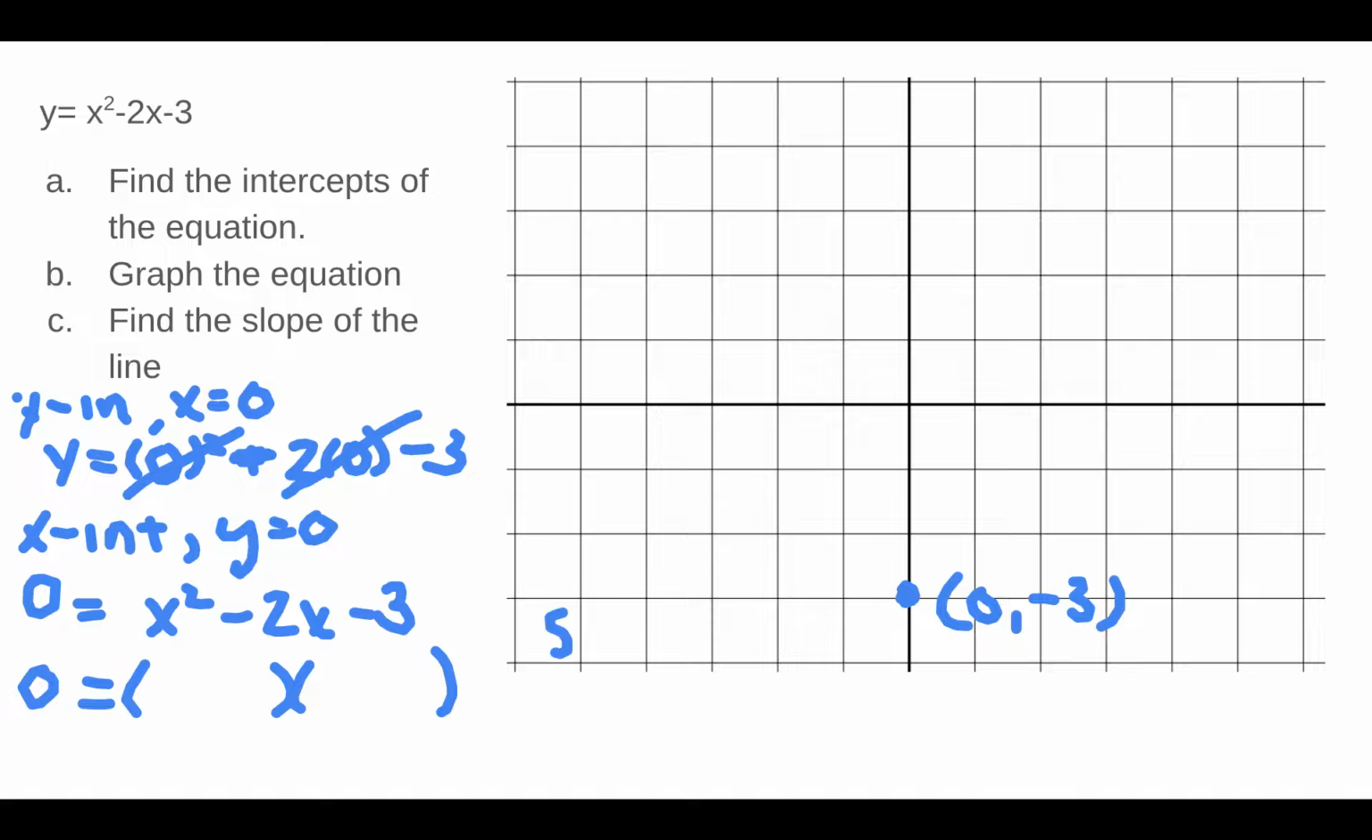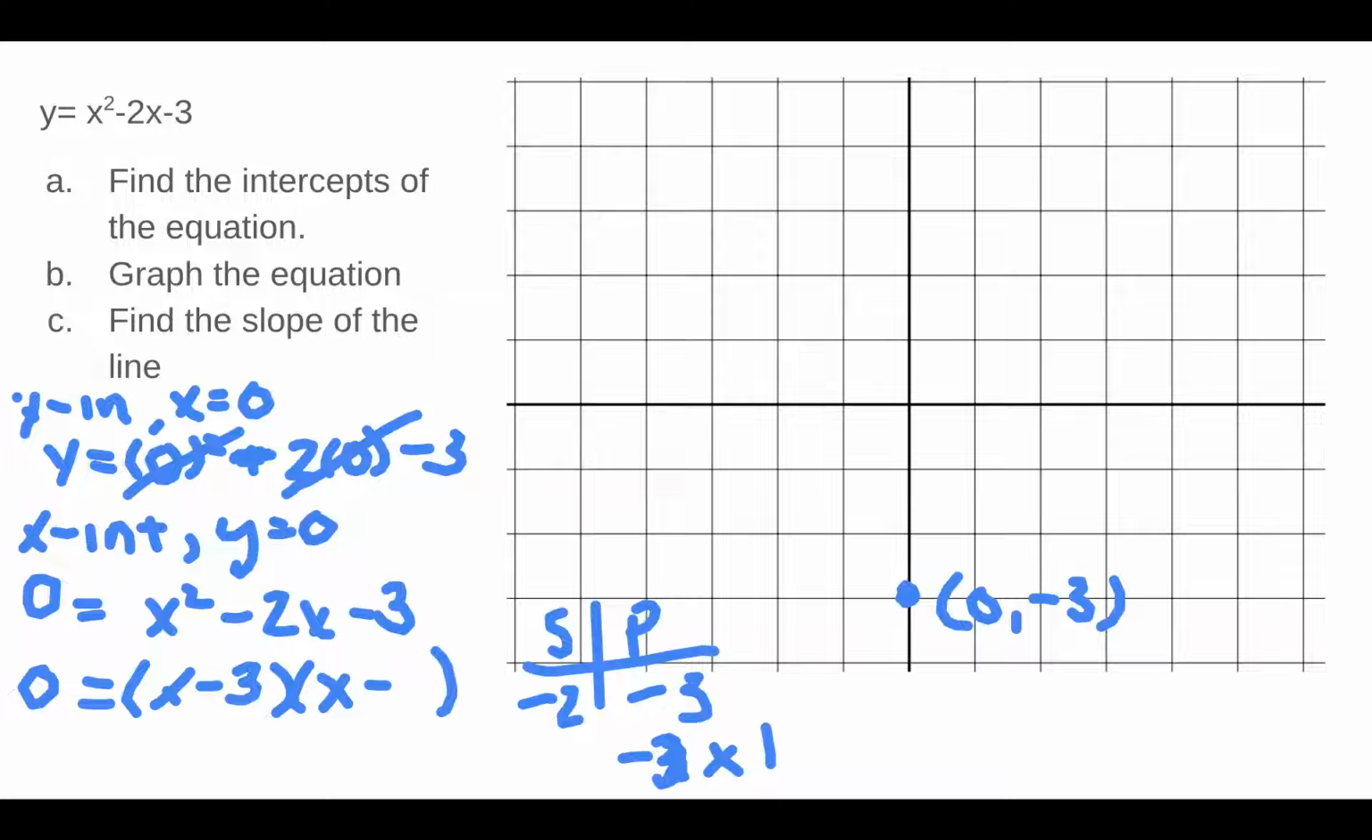For this one, you want to remember your sum and your product. So what adds to your middle term and multiplies to your last. So here we'd have negative 2 times 1, or wait, let me think this through, negative 3 times 1. So negative 3 times 1 would equal negative 3, and negative 3 plus 1 would give you negative 2. So here I'd have x minus 3 and x plus 1. And then if either of these were equal to 0, the whole thing would equal 0.